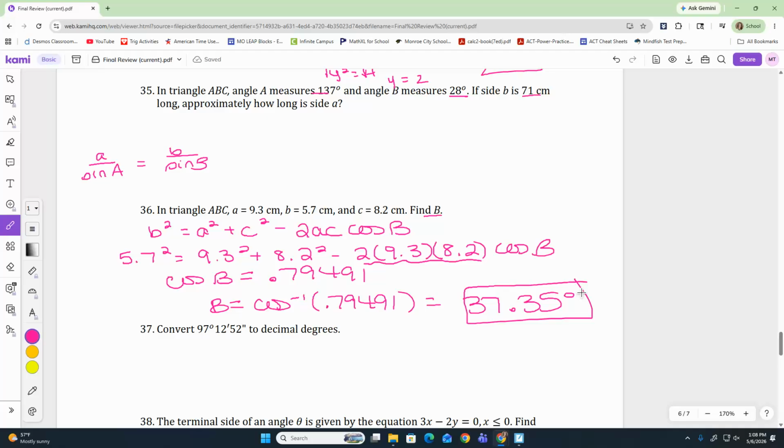So if we don't know it's a right triangle, that's when we have to do law of sines or law of cosines.